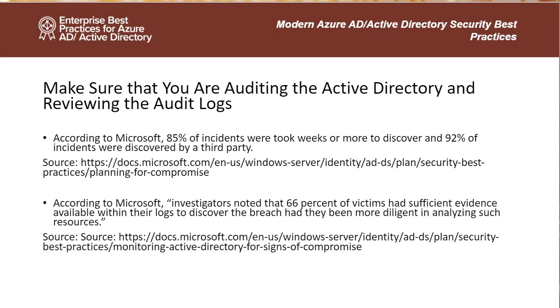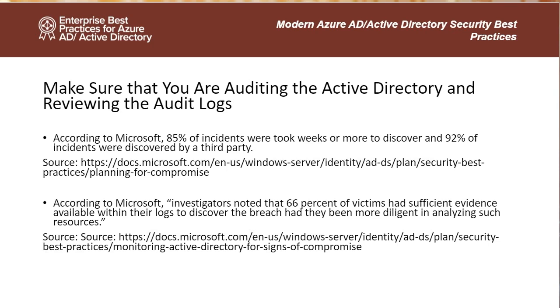Now, another important thing that you can do with regard to keeping your Active Directory environment secure is to make sure that you're auditing the Active Directory and reviewing the audit logs. This is one of those things that's really important, but it's often neglected. According to Microsoft, 85% of security incidents that occurred took weeks or even longer to discover. And of those incidents, 92% were discovered by a third party. What that really means is that an organization has a security incident and they don't even know about it. But a few weeks later, they've got a consultant or somebody coming in doing some IT work for them, and that consultant just happens to look at something in the logs and finds that incident that the organization totally missed. And according to these statistics, it would suggest that this is something that's super common. So definitely worth paying attention to.